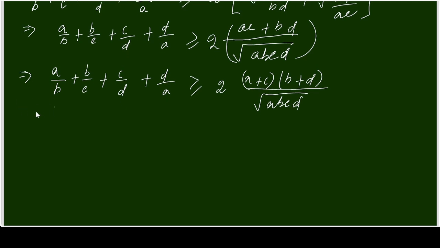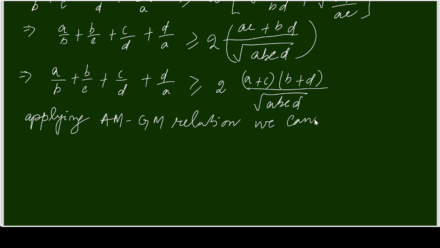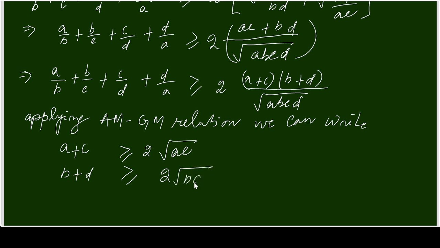Next, again applying the AM-GM concept or relation, we can write A plus C is greater than or equal to 2 times the square root of AC, and B plus D is greater than or equal to 2 times the square root of BD. So we'll apply this here.